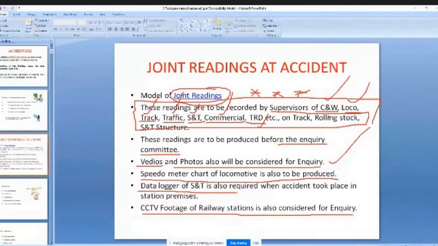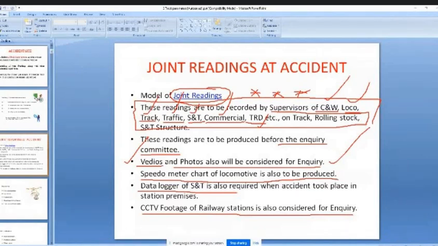Minimum 2 to 3 people must sign, then only the document will be valid. Suppose you are only measuring and only signing, the document is not at all valid. Please remember, the document is not valid if there are no signatures at all. But videos are valid. If you take one person or two persons, no problem. That can be given to the inquiry committee, no issue.